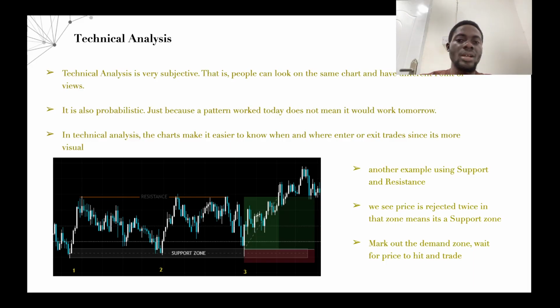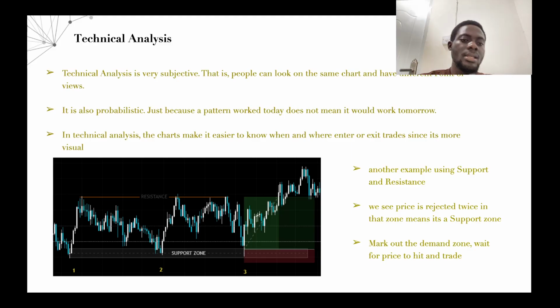You have a method you are using to monitor price, right? But it's not sure it's going to hit target every single trade. You just have a probability of it hitting target. Let's say you have a win rate of 70% or 80% or even 90%. That means the remaining 10% can still be a failed trade. You understand? Just because a pattern worked today does not mean it will work tomorrow.